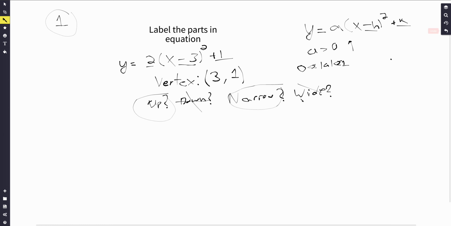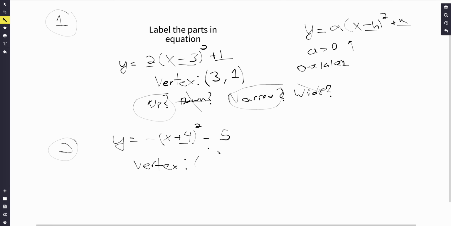Okay, let's do question 2 right here. y is equal to negative x plus 4 squared minus 5. What is the vertex? Based off what we have, remember, for the vertex we switch the h value, but the k value stays. So it's positive 4, so it becomes negative 4 for the h value, and the k stays negative 5. So this vertex is negative 4, negative 5.